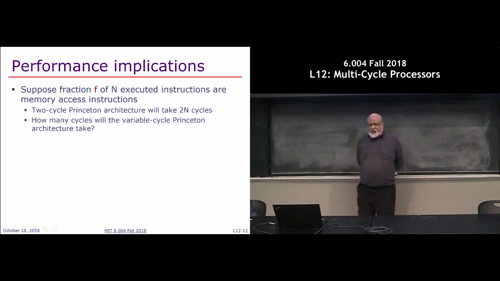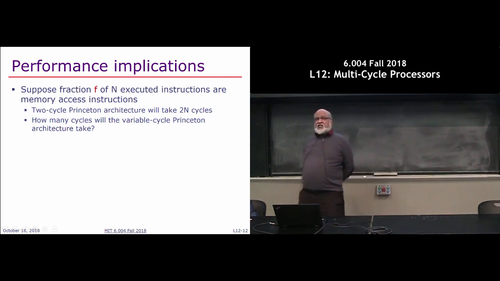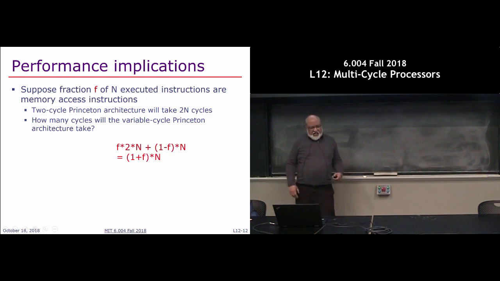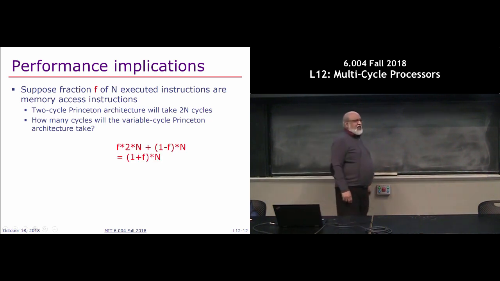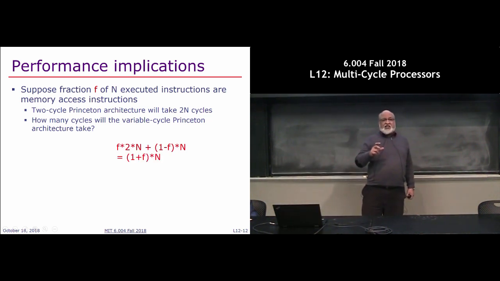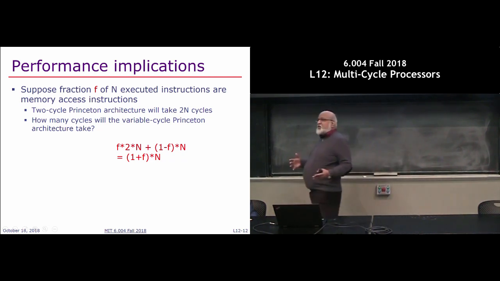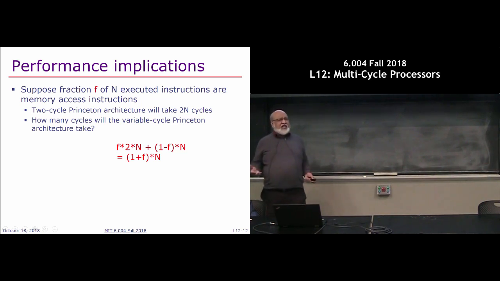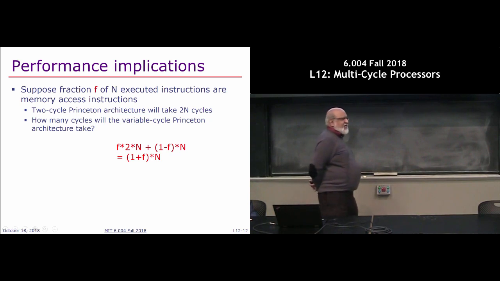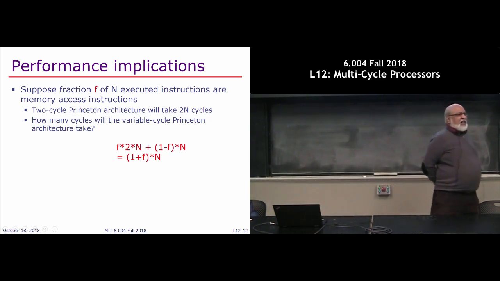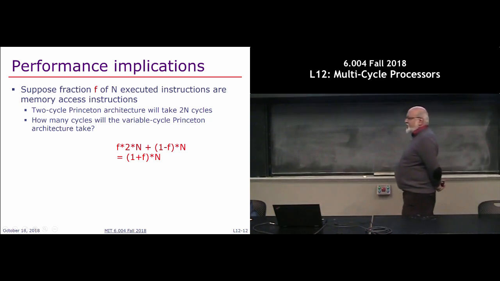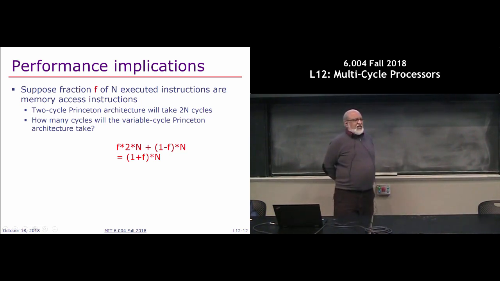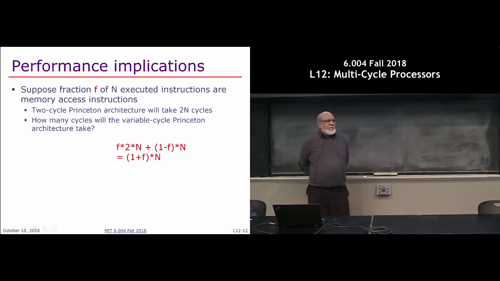On the other hand, if you have this variable cycle Princeton processor, you will have f times n instructions that are memory instructions, so they take 2 cycles. But the rest of the instructions, 1 minus f times n, only take 1 cycle. So you can do the simple arithmetic, and you can see that (1 plus f) times n is certainly less than 2n, because f is a fraction less than 1.